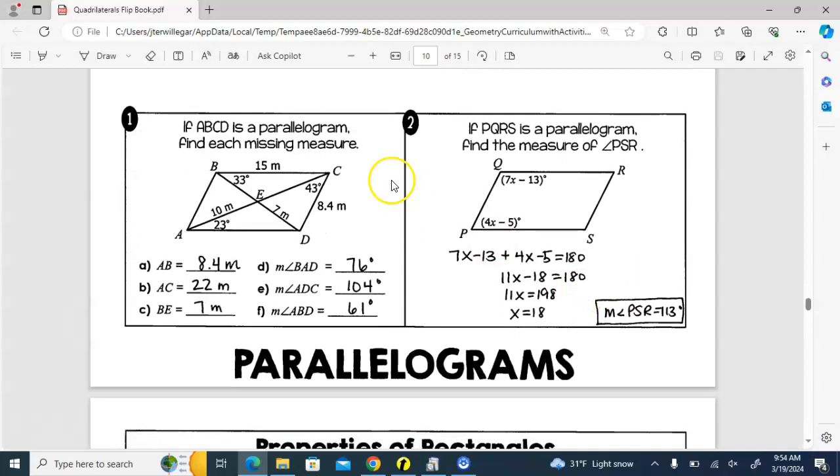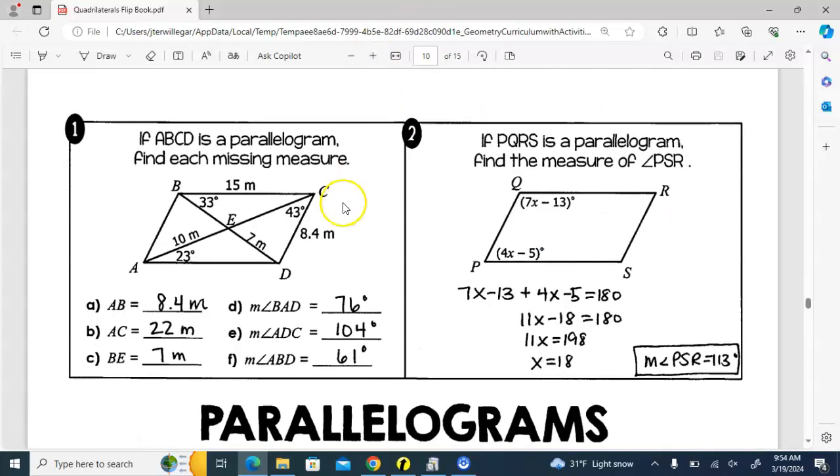All right, so take a look at these parallelograms. Big thing to keep in mind with these, the number one question I got asked yesterday was, how do I find all these angles? Well, remember my alternate interior angles are congruent, so that'd be 23, and that'd be 43, right?